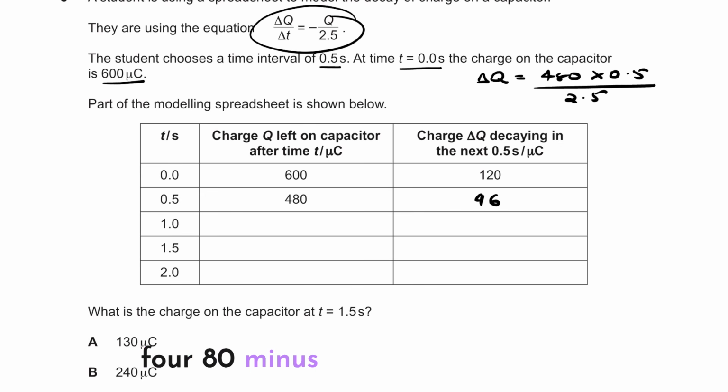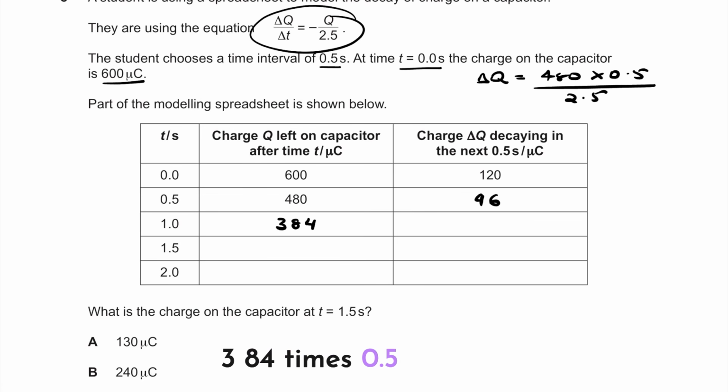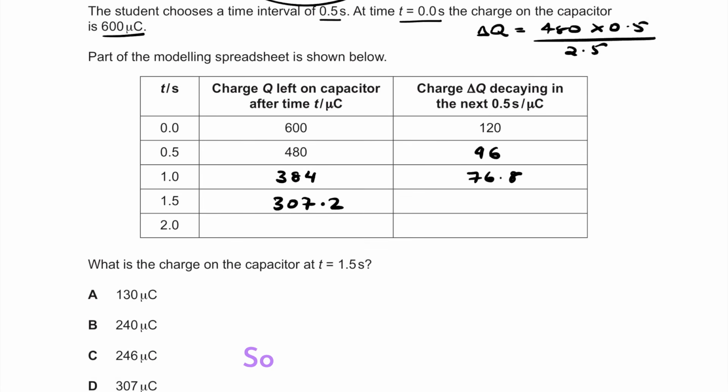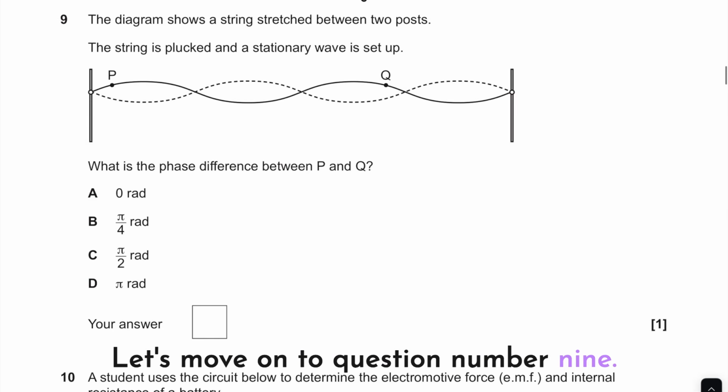480 minus 96 will give me 384. Use that again in my calculation. 384 times 0.5 over 2.5, and I would get 76.8. And again, I would get 307.2. So D is the answer. Let's move on to question number 9.